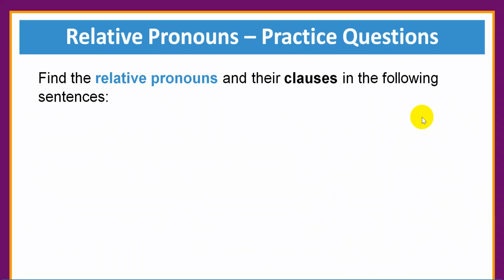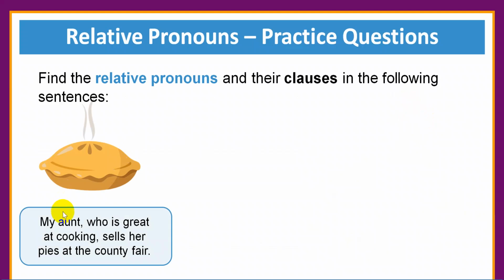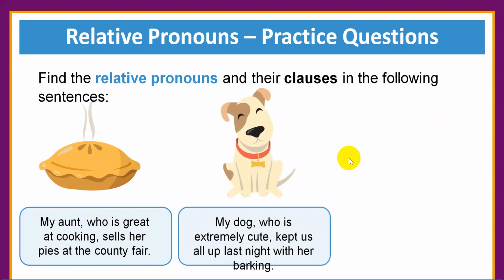Find the relative pronouns and their clauses in the following sentences. My aunt, who is great at cooking, sells her pies at the country fair. My aunt is the noun. Who refers back to my aunt, so who is the relative pronoun. And where is the clause? Who is great at cooking is the relative clause, but the word who only is a relative pronoun.